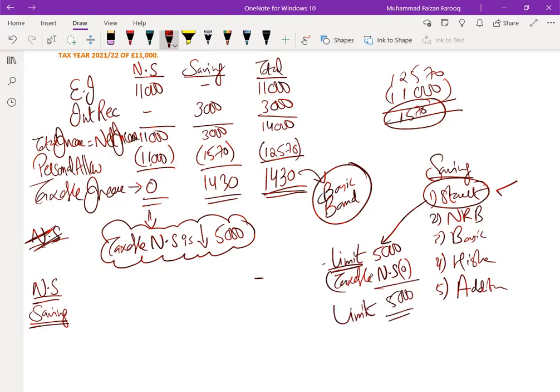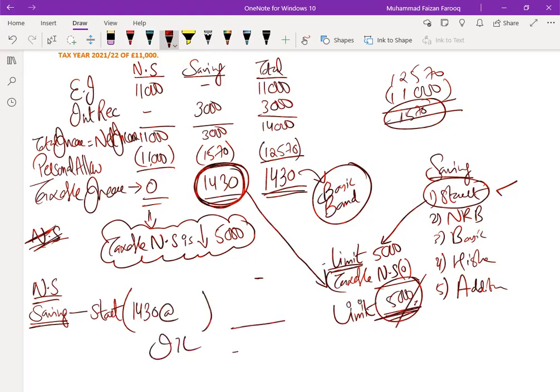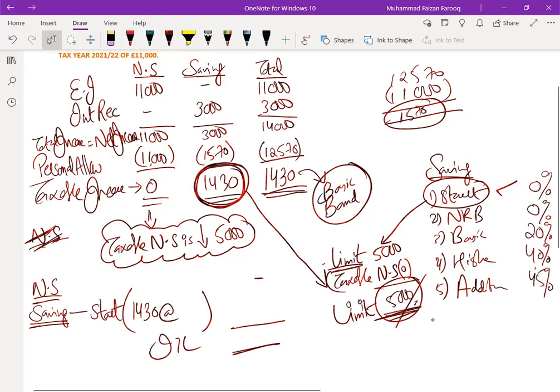So we have a limit of how much? Our saving income is how much? 1,430. Start band limit is how much? 5,000. Can the whole 1,430 be covered under the limit of 5,000? Yes, it can be. So 1,430 will fall in start band. Now you should ask the rate in start band. In start band, the percentage of tax is 0%. In basic band, we have 20. In higher, we have 40. In additional, we have 45.